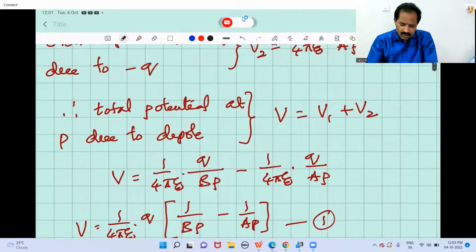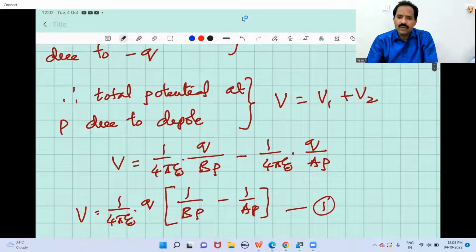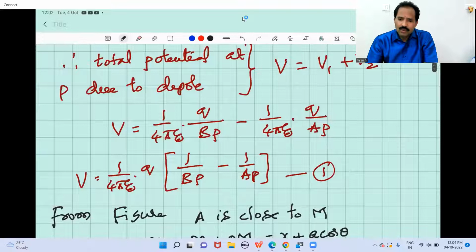Now V is equal to 1 by 4 pi epsilon naught Q by BP, minus 1 by 4 pi epsilon naught Q by AP. The minus came because for V2 we took the charge as minus Q. Now take out the common terms: 1 by 4 pi epsilon naught Q is common. So within the bracket, 1 by BP minus 1 by AP. Call this equation 1.